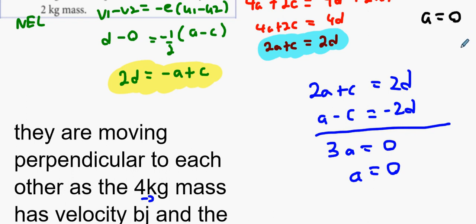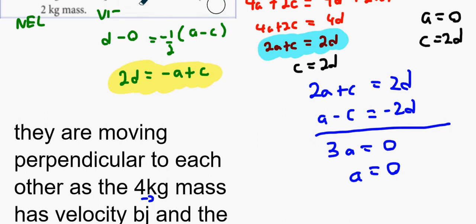And what I'm going to do is sub it back in. So I'm going to get C equals 2D as well. Okay, I might need that later on. So I'm going to rub all this out. Can I rub it out, or good? Now, here's what we're going to do next.